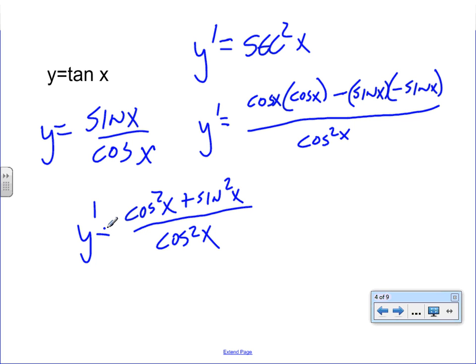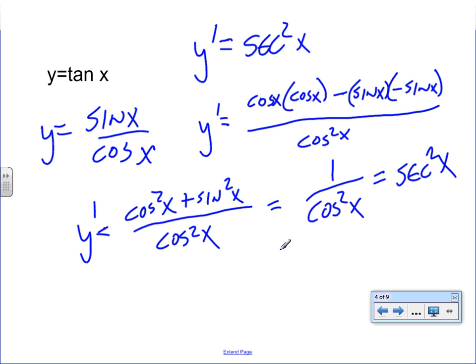Okay, how many people want to cancel those cosines out? No, no, no. No one does. Great. How many people remember what the cosine squared plus the sine squared adds up to? Cosine squared plus sine squared, or sine squared plus cosine squared, is 1. So we end up with 1 over the cosine squared. How many people remember what the reciprocal of cosine is? If you're thinking we've got to get to secant squared, so it must be secant squared, it is.